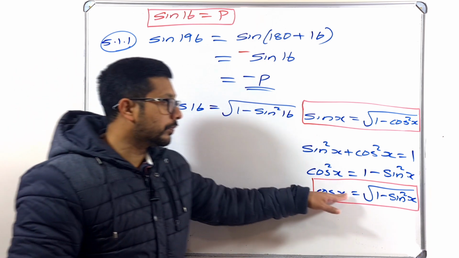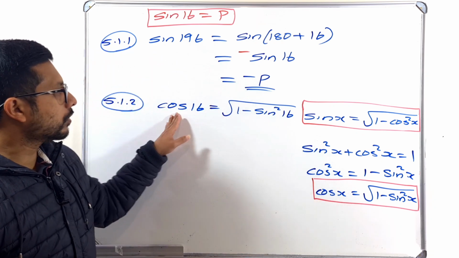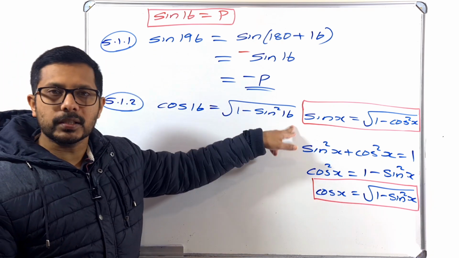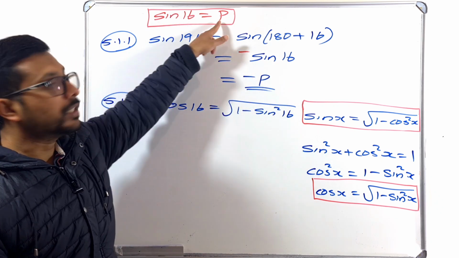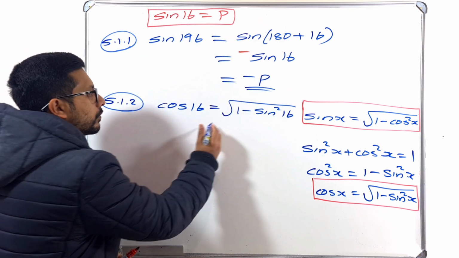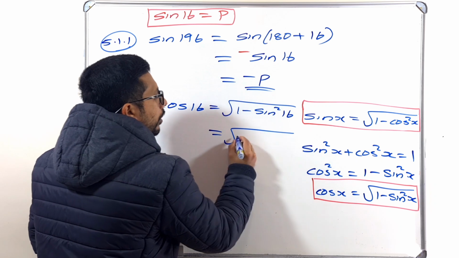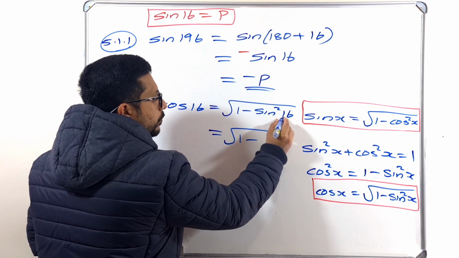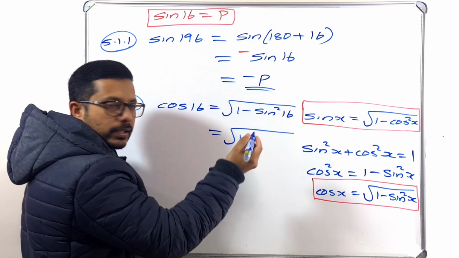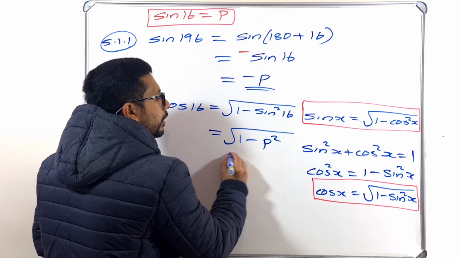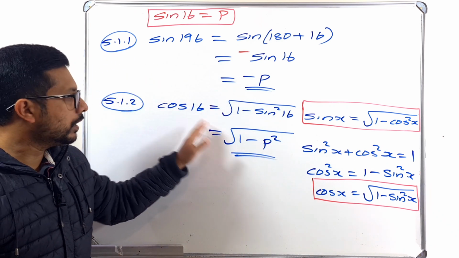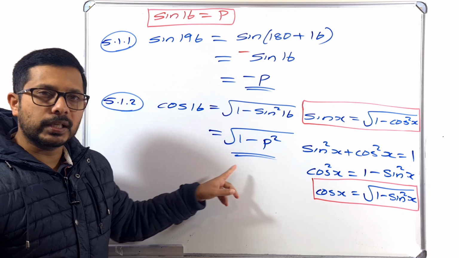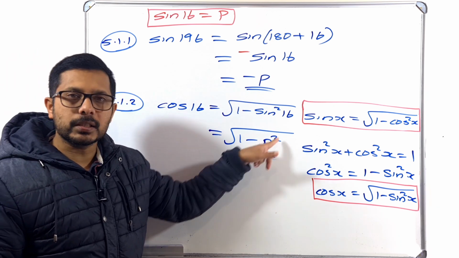So if you know this one, you can directly write, okay, cos 16 is root of 1 minus sine squared 16. Then what is sine 16? Sine 16 is p. So what is this one? Root of 1 minus sine squared 16, and sine 16 is p, so it is p square. So here you can see that you got an expression for cos 16 in terms of p. What is that expression? Root of 1 minus p square.